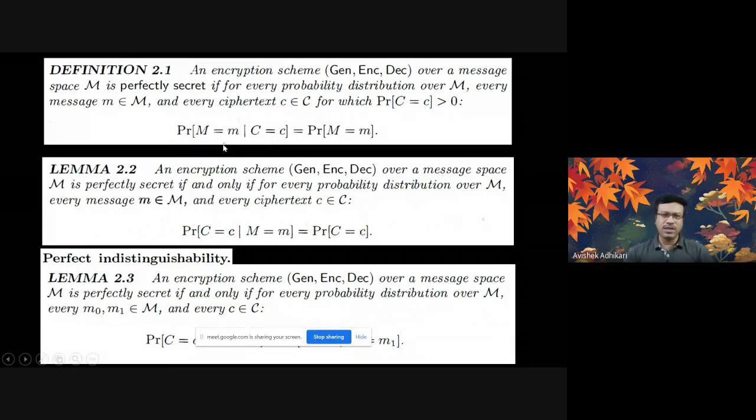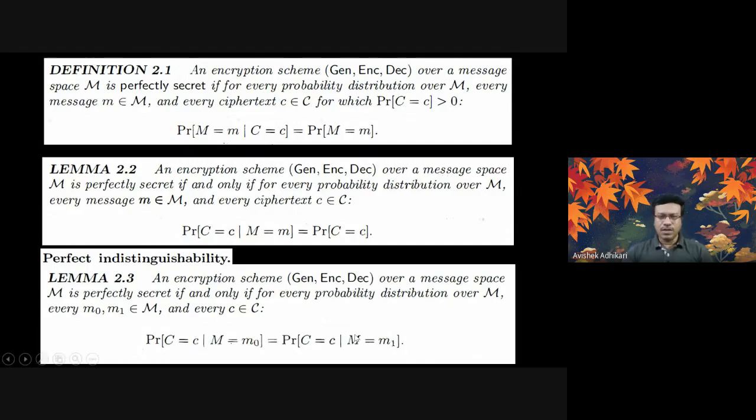From here to here, it's very easy. You can use the Bayes theorem. Those who have forgotten the Bayes theorem are requested to please have a look at it once again. Then it's not very difficult to convert from here to there. Okay, so that's very important.